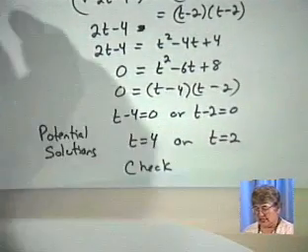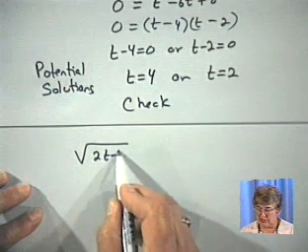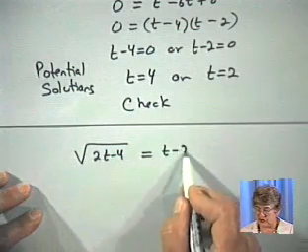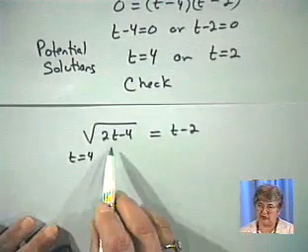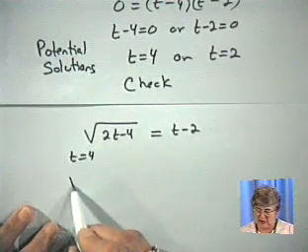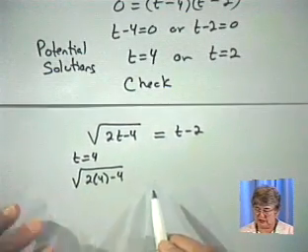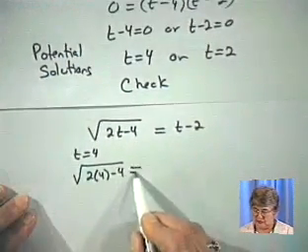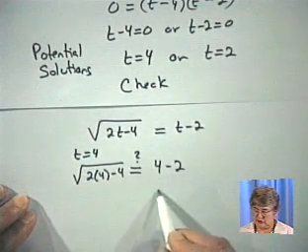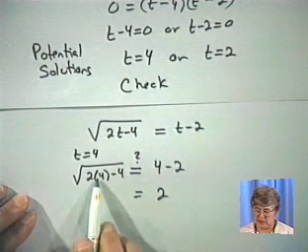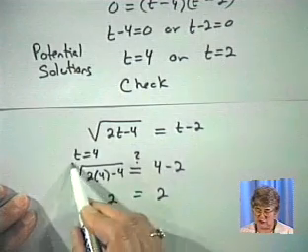So let's consider again the original problem, which in this case is the square root of 2t minus 4 equals t minus 2. Let's take t equals 4. Substituting it for the t inside the radical, we have the square root of 2 times 4 minus 4. So is this equal to t, which we're saying is 4 minus 2? Well, on the right we've got a plain 2. On the left we have 8 minus 4. The square root of 4 is equal to 2, and so t equals 4 checks.